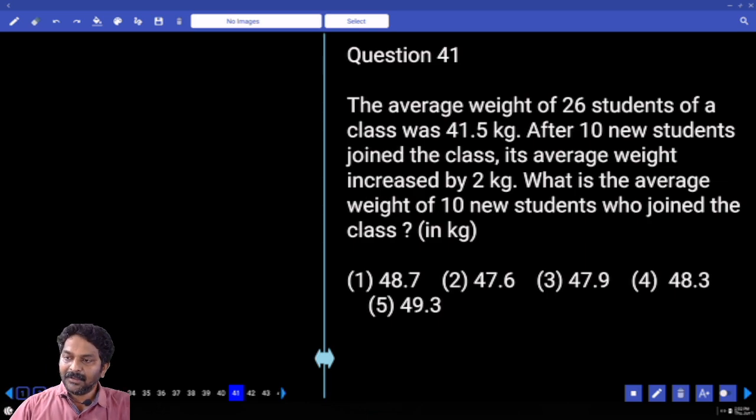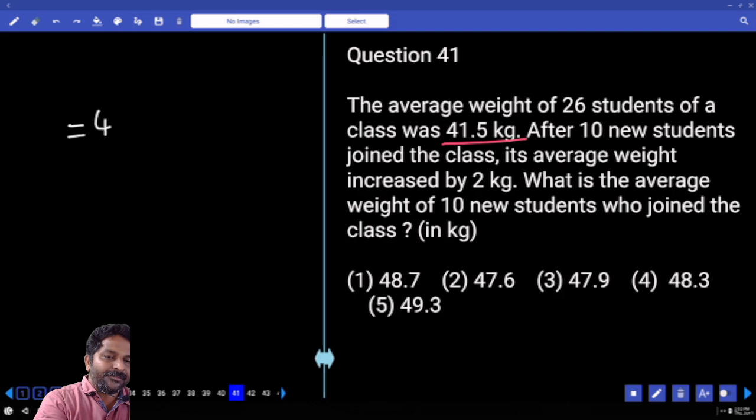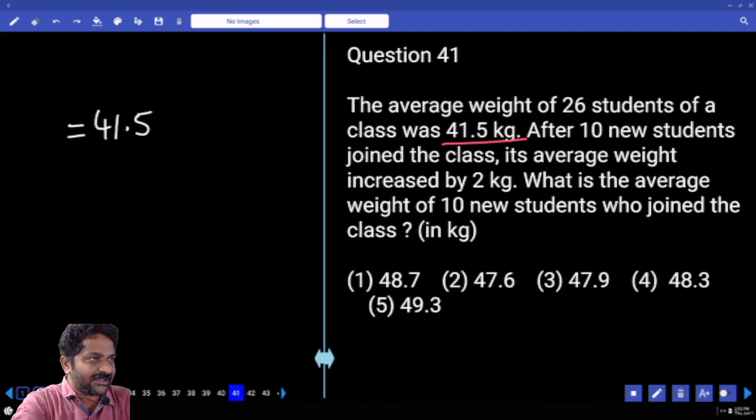half. After 10 new students joined the class, its average weight increased by 2 kgs. What is the average weight of the 10 new students who joined the class? Okay, what is the existing average? Now, if the new students' average is also 41 and a half, the average will not change.